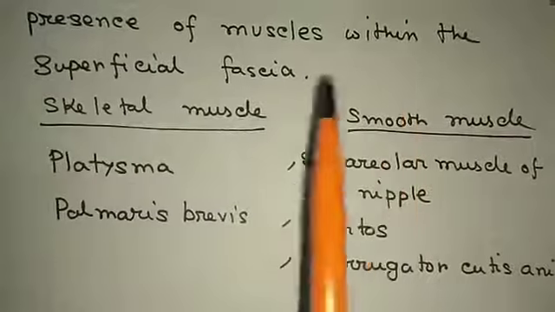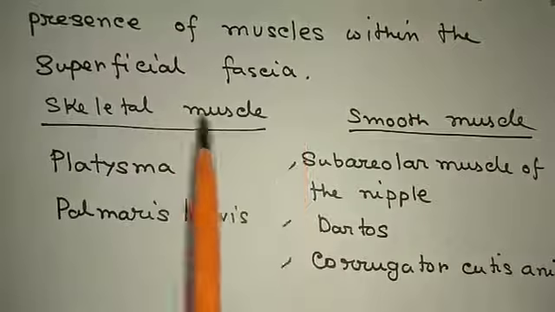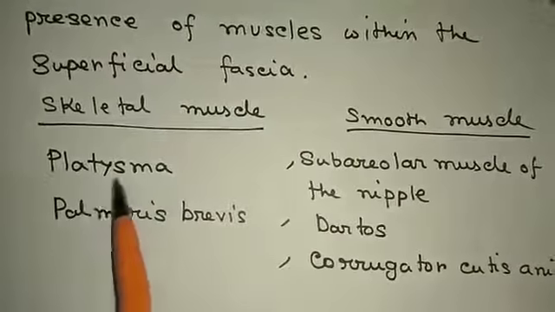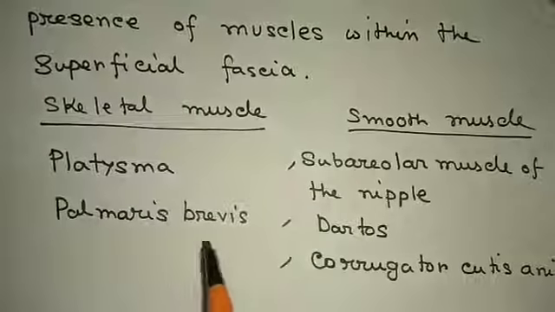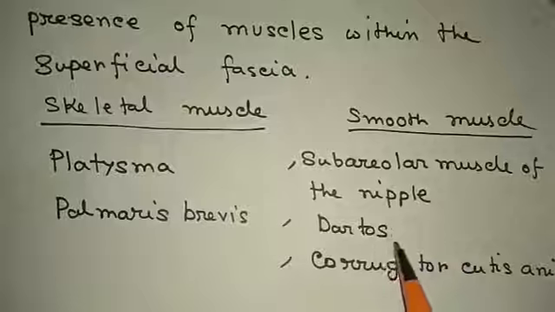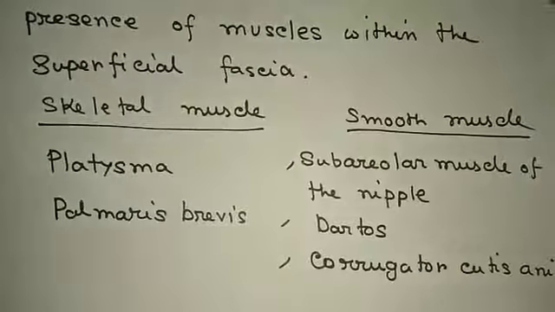The muscles within the superficial fascia: two skeletal muscles are contained, platysma and palmaris brevis, and the smooth muscles are the subareolar muscle of the nipple, dartos muscle and corrugator cutis ani.